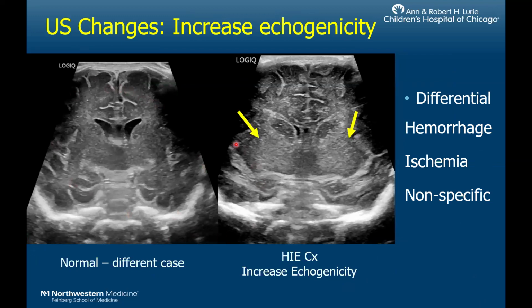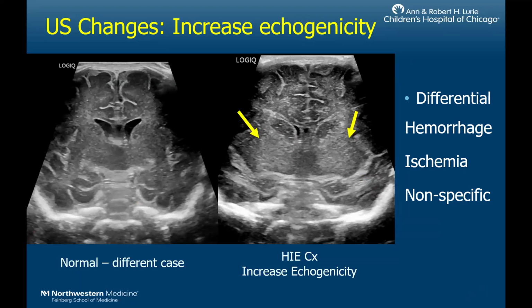So this is a nice, good, normal baby in the same day of life 0, same as this child. And you can see that there is increased echogenicity in the central deep gray. What does increased echogenicity mean? It can be non-specific, if it's just a little bit focal, but in this case, it's much more extensive. So the differential then comes down to hemorrhage or ischemia.